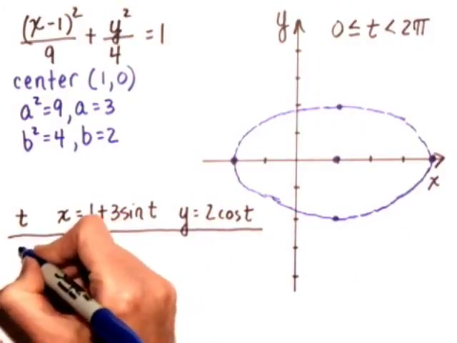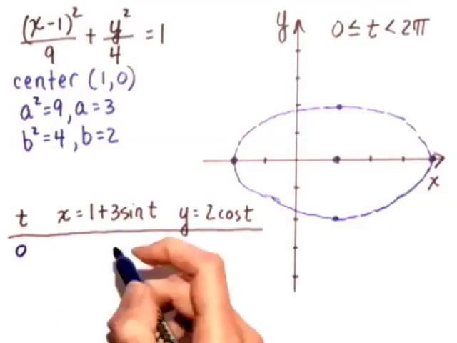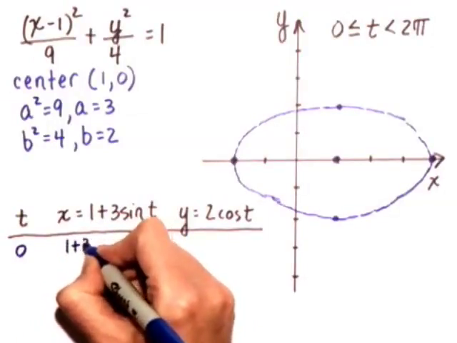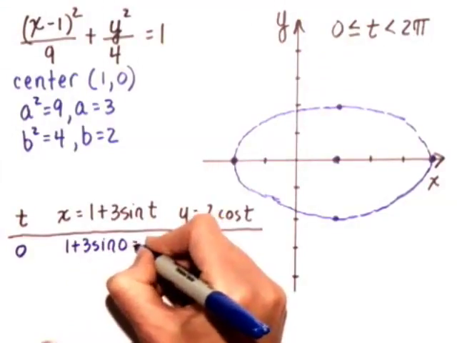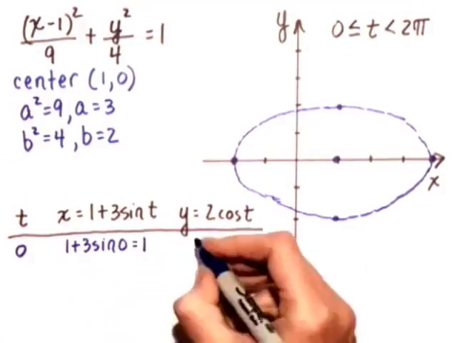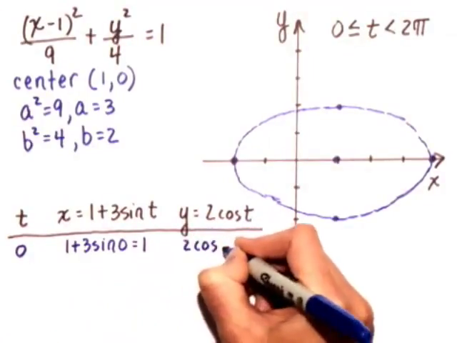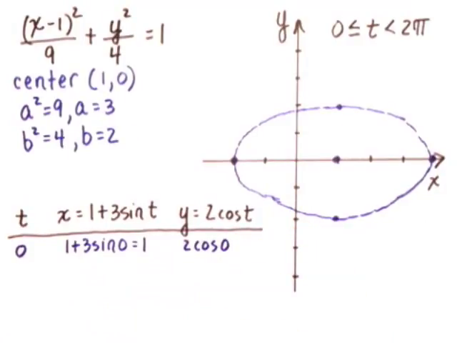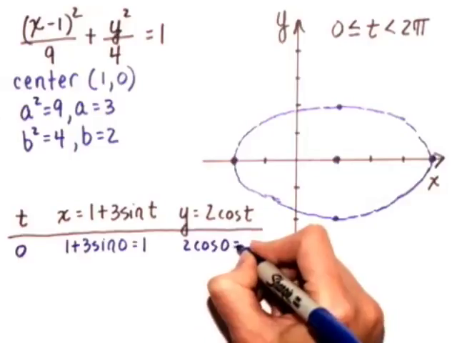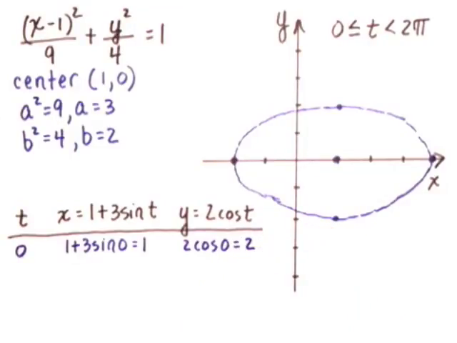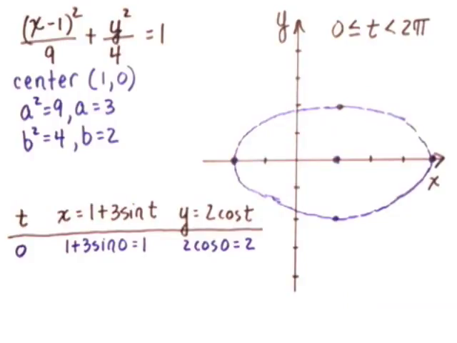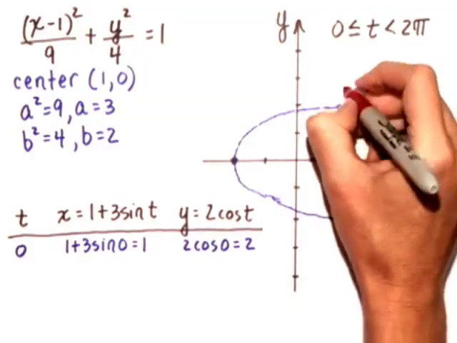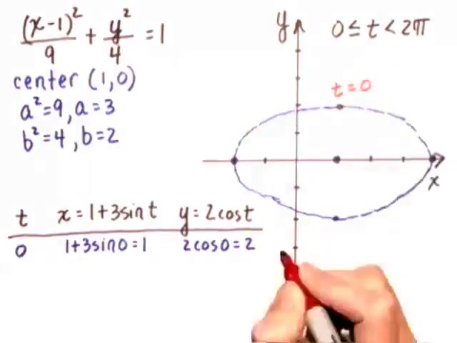Let's start by letting t equal 0. If t equals 0, then x is equal to 1 plus 3 times the sine of 0. Since the sine of 0 is equal to 0, this becomes 1 for the x value. y is equal to 2 times the cosine of t, or in this case, 2 times the cosine of 0. Since the cosine of 0 equals 1, 2 times 1 is 2. Therefore, we have the point when x is 1, y is 2, and we can put this right here on our ellipse. This point, 1, 2, corresponds to when t equals 0.